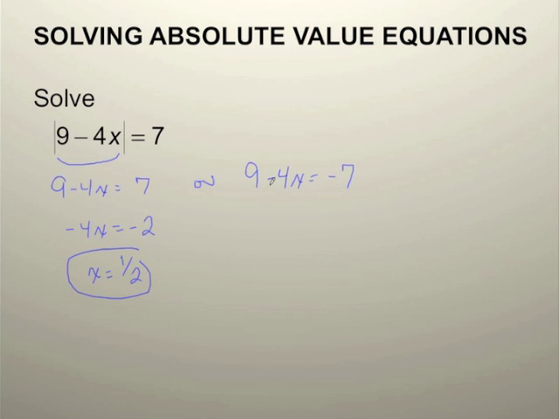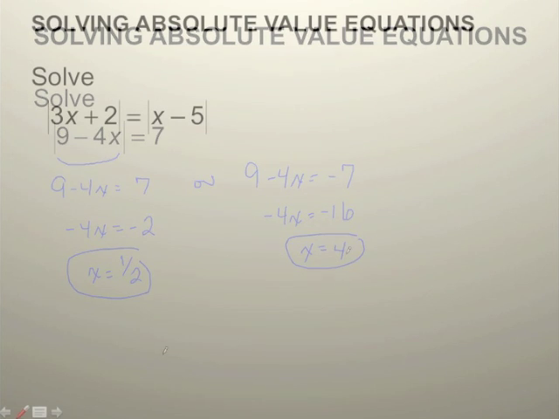Here, when I subtract 9 from both sides, I'll end up with negative 4x equals negative 16, or x equals 4. So there are two solutions to this absolute value equation. Either x is 1/2 or x is 4.